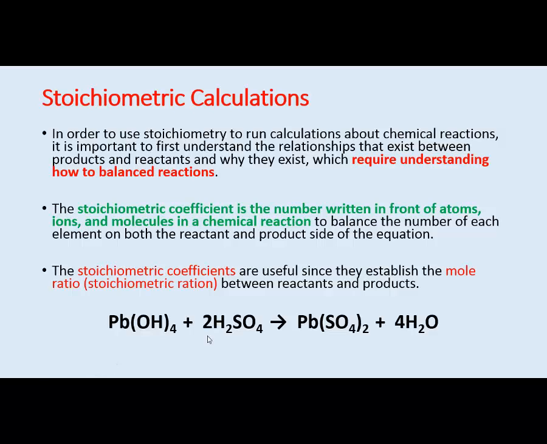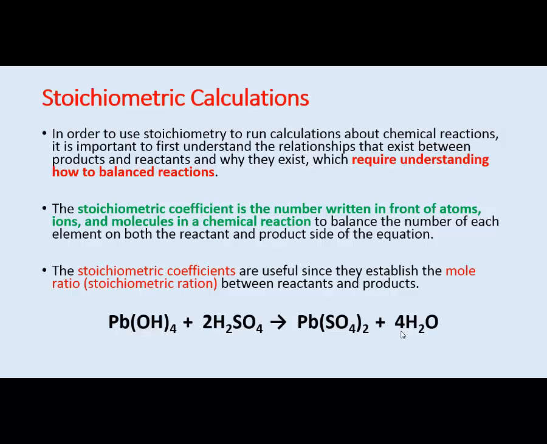That 1:2 ratio is my molar ratio, or my stoichiometric ratio. Or if I said for every 2 moles of my sulfuric acid that reacts, I'm producing 4 moles of water in this chemical reaction, that would also be a stoichiometric ratio or a molar ratio. So I can compare any of these coefficients to any of the other coefficients to relate mole quantities of one reactant to another reactant or product, or one product to another product or reactant. I can compare any of them and use these ratios for calculations.